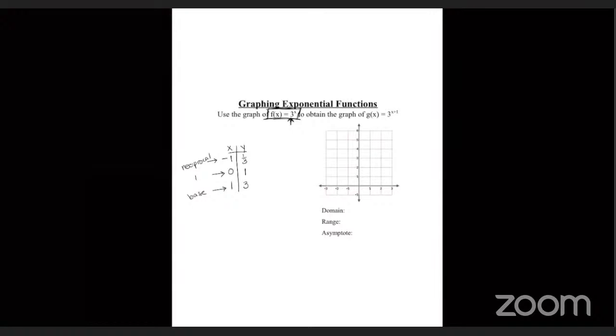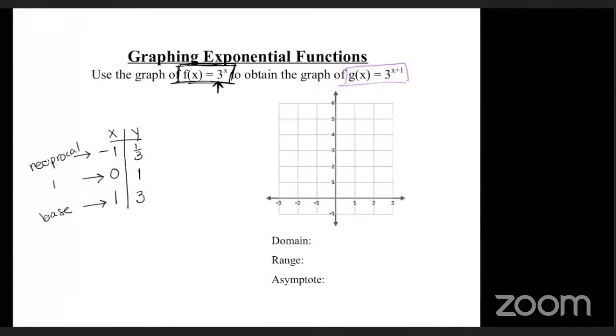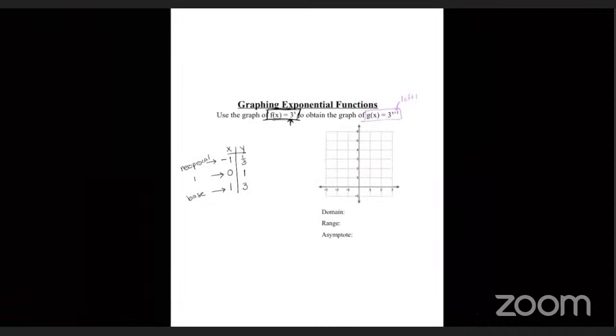So then applying our transformation, they ask us to graph g of x equals 3 to the x plus 1. Let me zoom in on that a little bit. I just decide what is the transformation that involves a plus 1. That plus 1 is inside my function, inside addition, which means I'm going to move each of those points left 1. What I would do is lightly dot out the points that I have, which would be -1, 1/3, 0, 1, and 1, 3.